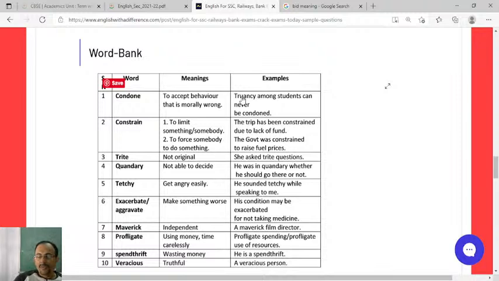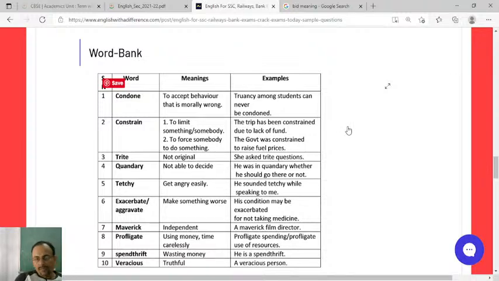Truancy means if you bunk the class, if you skip the class, suppose online class you don't come and attend the class, then you are bunking, you are a truant, actually. So truancy amongst students can never be condoned. Can never be condoned means can never be accepted. So dear students, I have given you a new word today, the meaning of which is to accept behavior that is morally wrong, and then the example is also given.